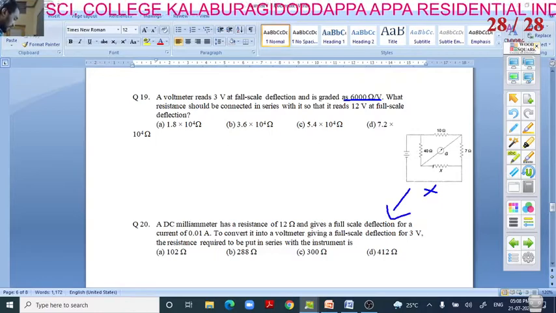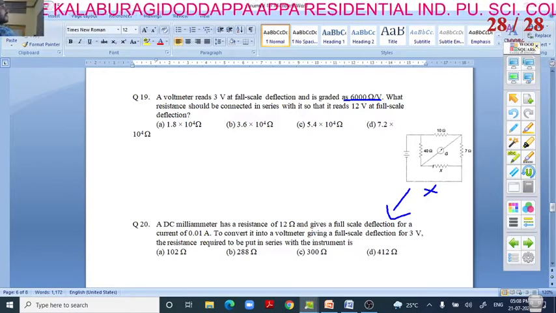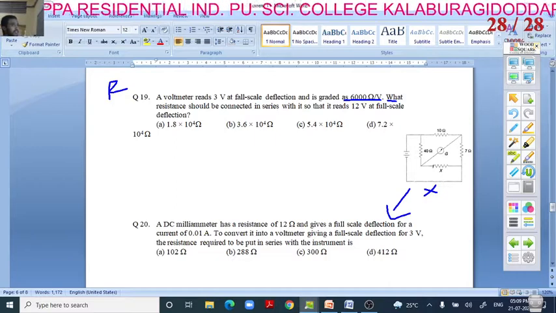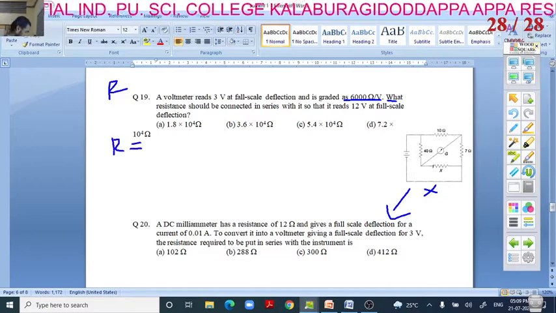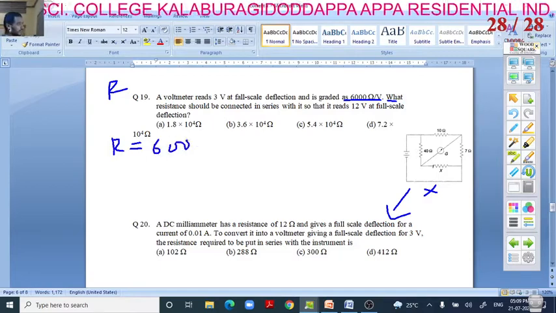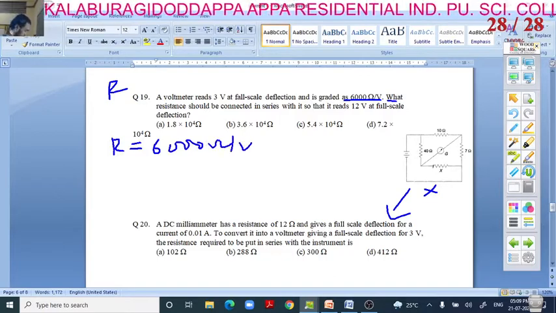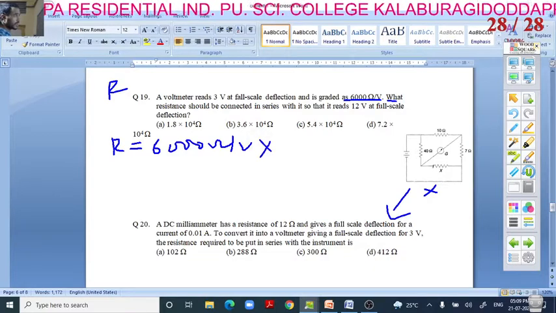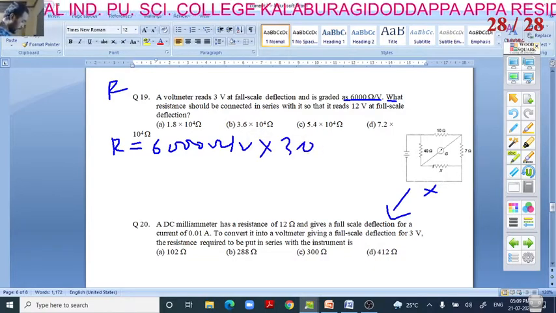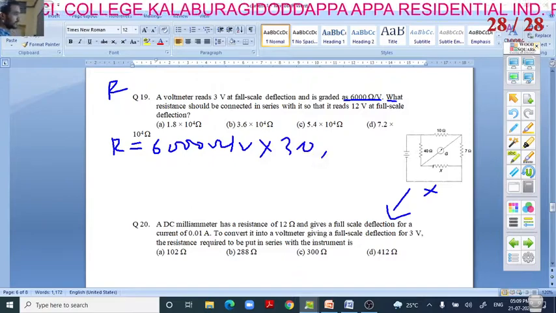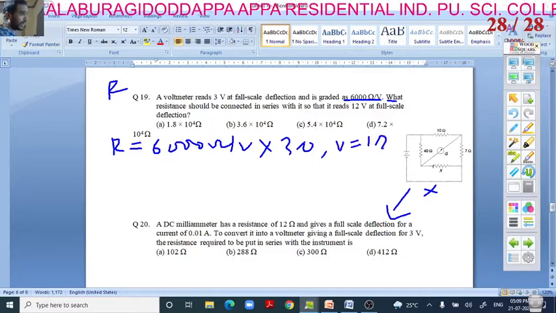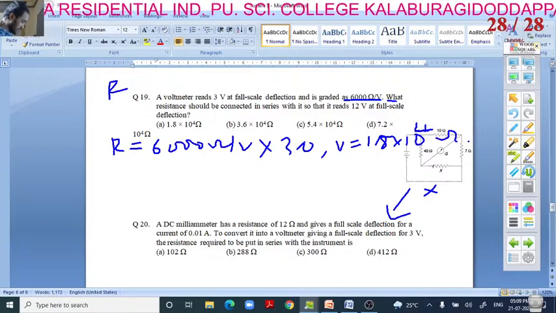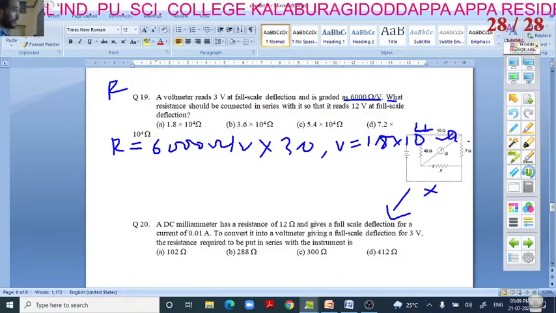Now question number 19. Our aim is to find what resistance should be connected, so our aim is to find the R value. What is given: 6000 ohm per volt at full scale deflection. So R is equal to 6000 ohm per volt into 3.0, that is 1.8 into 10 to the power 4 ohm.